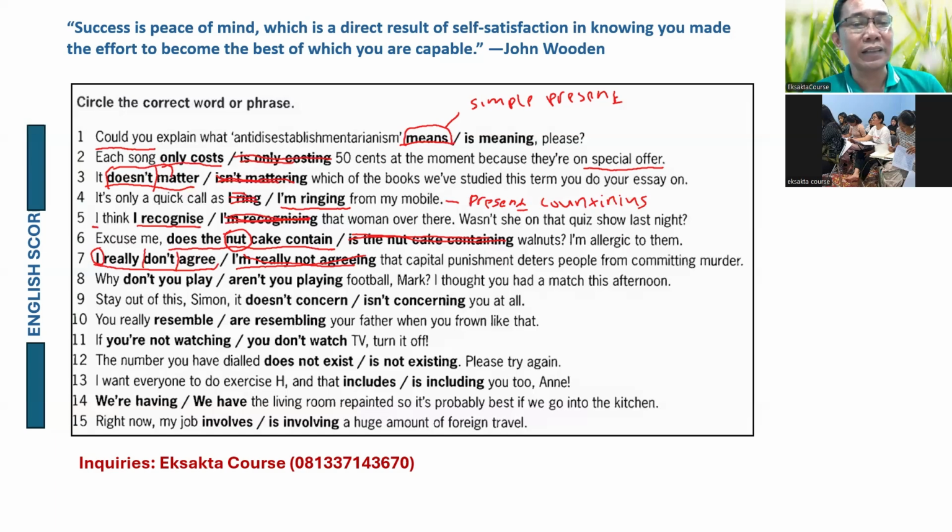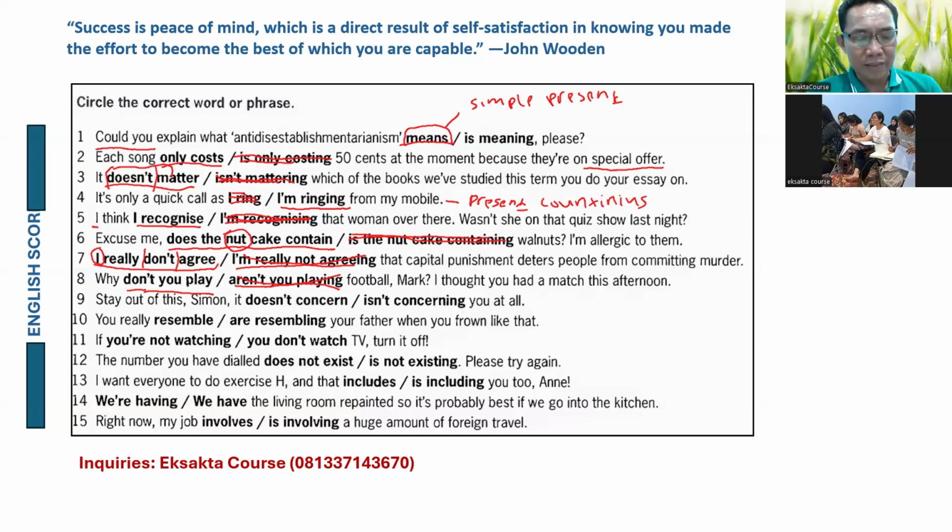Number eight here. "Why don't you play, why aren't you playing football, Mark? I thought you had a match this afternoon." Here, number eight, why don't you play? It is a question, so use don't because the subject is you. The answer, don't you play. And then here, I thought you had a match this afternoon.